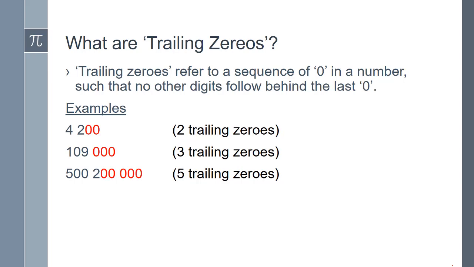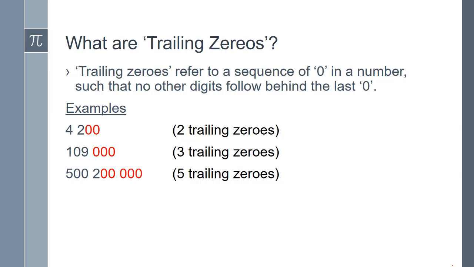Here is another example, the number 109,000 has three zeros at the end. The zero between the 1 and 9 is not counted because the number 9 follows behind that zero. We can say that this number has three trailing zeros.